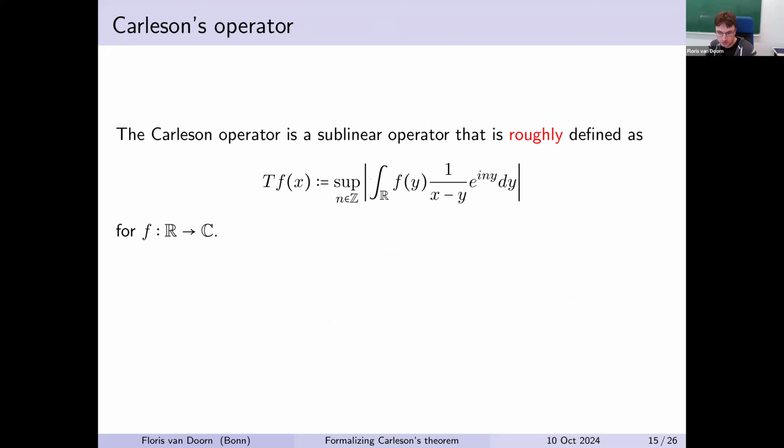So to give you a sketch of the proof, the idea behind the proof is that you define a Carleson operator. That is a sublinear operator given by this expression. This expression is similar to the integral for the Fourier coefficients of a function, except that you multiply it by 1 over x minus y. And this is called the Hilbert kernel. So you multiply it by some function that decays if x and y are very far apart.